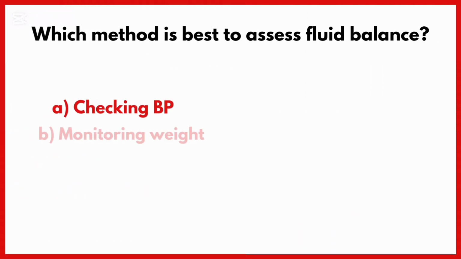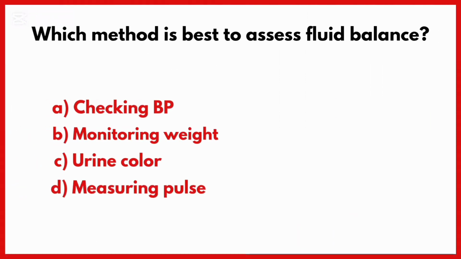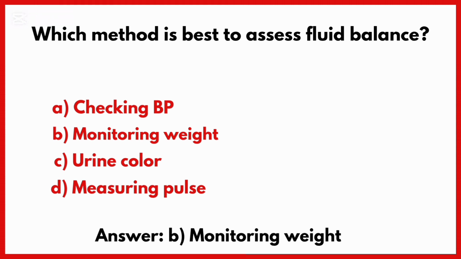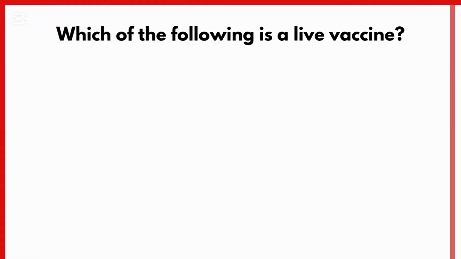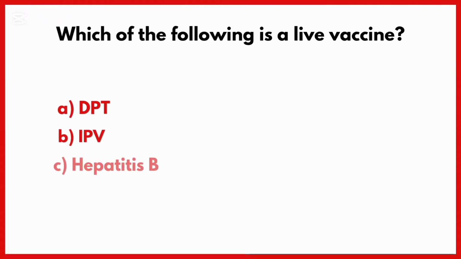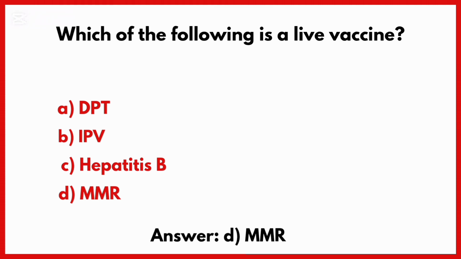Which method is best to assess fluid balance? Correct answer is option B, monitoring weight. Which of the following is a live vaccine? Correct answer is option D, MMR vaccine.